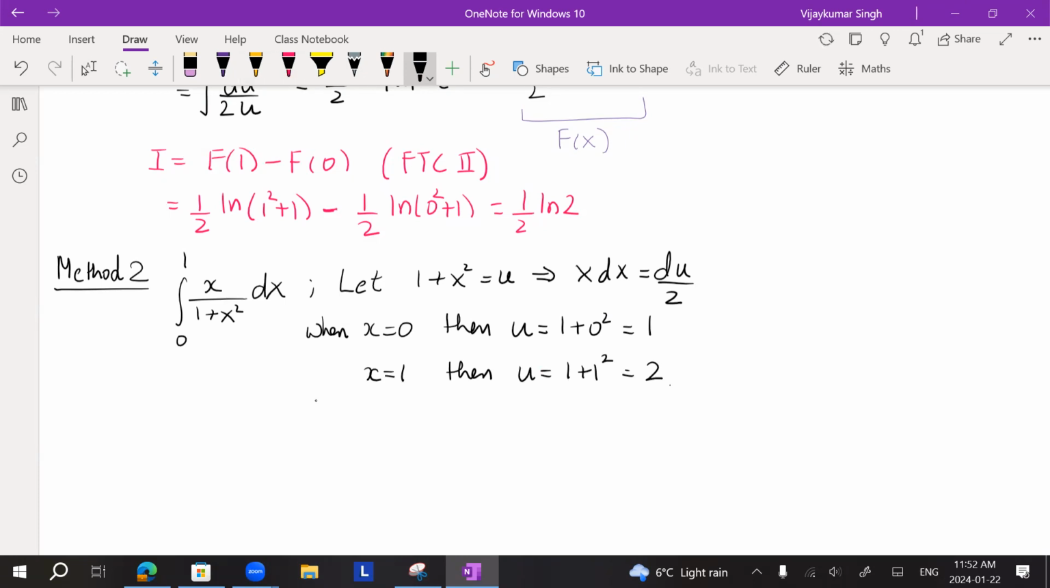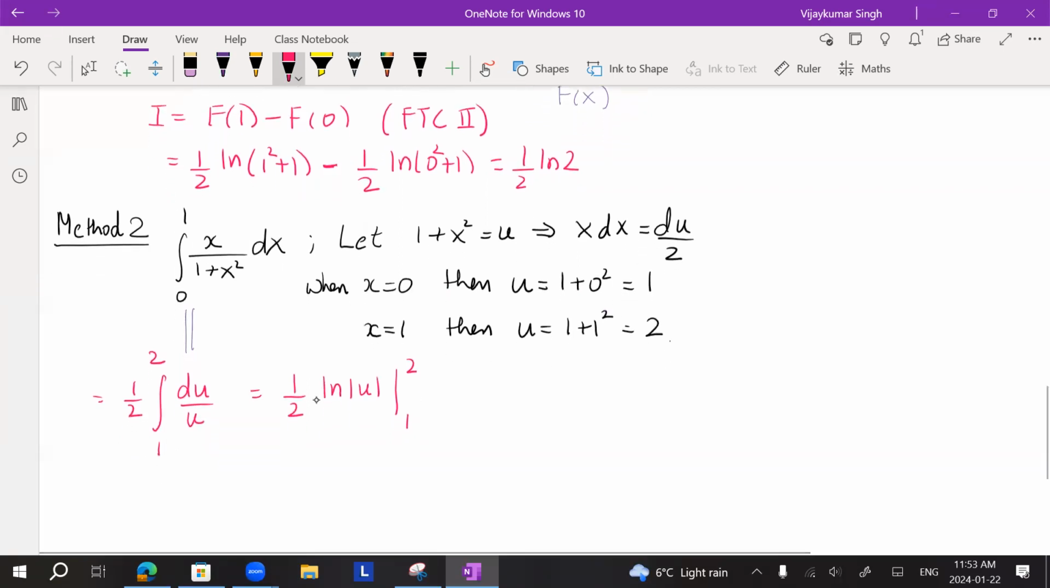Okay. So therefore, this integral transforms into, now we can change everything in terms of the new variable, even the limits of integration. So we have 1 to 2. The inside part is changed to half du by u. Yep, du by u. And then this becomes half ln of the absolute value of u, with limits from 1 to 2. And then we have half times ln of 2 minus ln of 1. You can keep this in brackets, and that becomes half ln of 2. Okay. So you get the same answer.